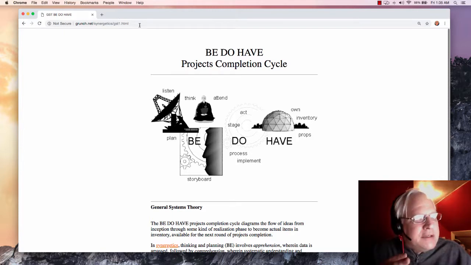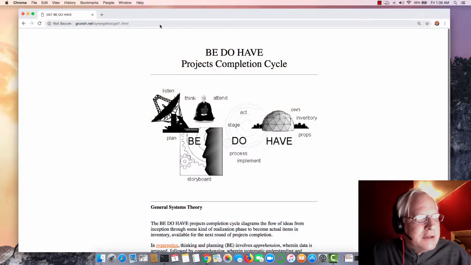So now we have GST1, and this is called the be-do-have projects completion cycle diagram. I talk about this more in writing in other places. So this is kind of a late night overview.